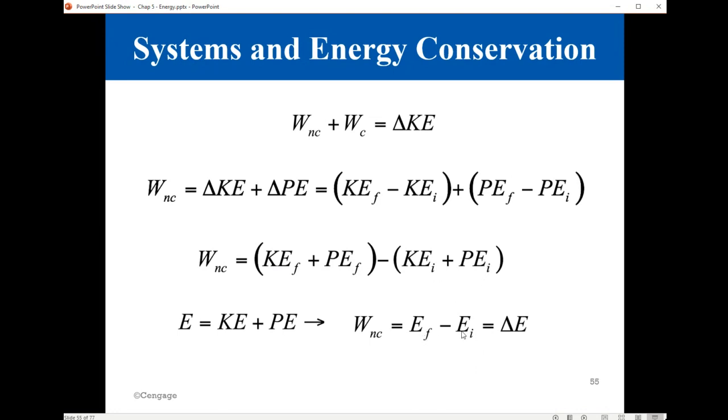E final minus E initial, we may write in a fancy form as delta E. Delta E means the change in the energy. Okay? The change in the total mechanical energy is related to the work against non-conservative force by this formula.